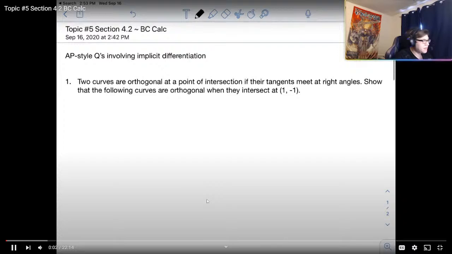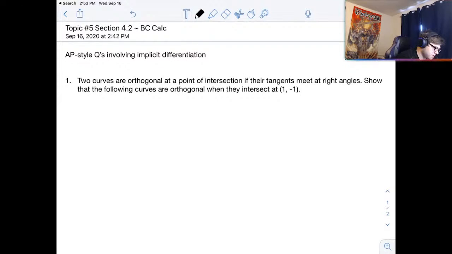Okay, guys, here we are in our last and final topic for section 4.2 in BC Calc, and we get to do AP-style questions involving implicit differentiation. I have 3 questions that we're going to go through. The first one is fairly short, the second one is a little longer, and the third one is kind of a doozy, so I apologize in advance for the length, but I do think it gives us a really great view of how implicit differentiation might be used on the AP test.